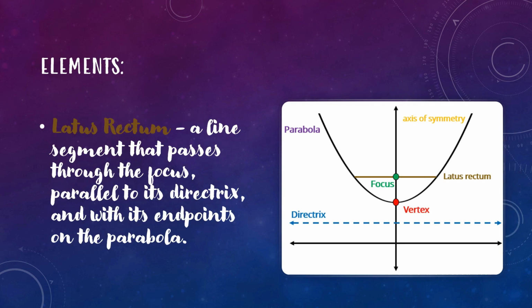Okay? Next, we have the latus rectum. So, latus rectum is a line segment that passes through the focus, parallel to its directrix, and with its endpoints on the parabola. So, let's highlight it, this is the latus rectum. Latus rectum is always parallel to the directrix, and it passes through the focus. It also terminates on the parabola. So, the endpoints of the latus rectum are on the parabola.